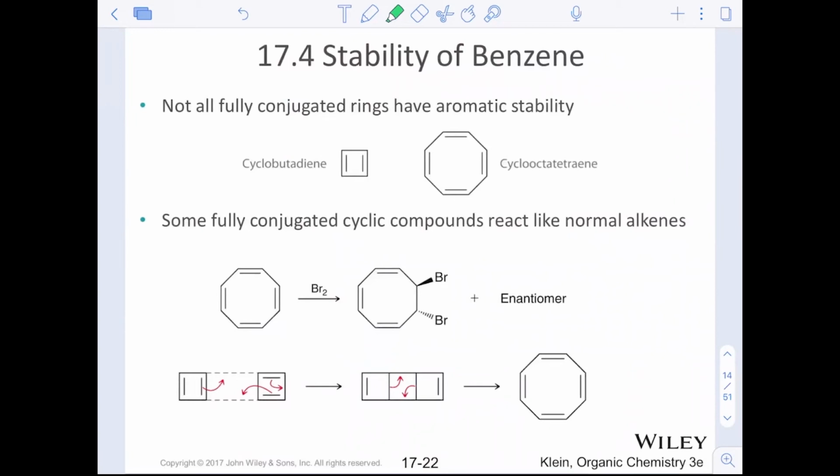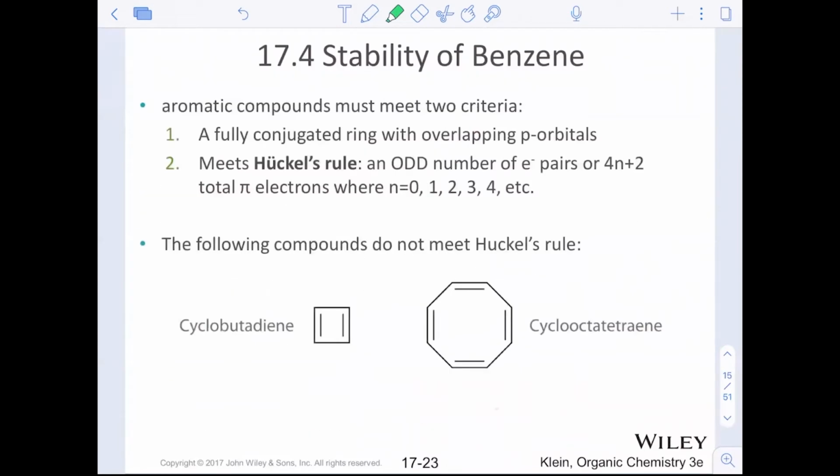Not all fully conjugated rings have aromatic stability. Cyclobutadiene is actually highly reactive and has a very, very short shelf life. Cyclooctatetraene actually reacts like a normal alkene. So what's going on, right? What is happening here? And that has to do with what we call Huckel's criteria for aromaticity. For a molecule to be considered aromatic, it needs to follow these two criteria, all right?